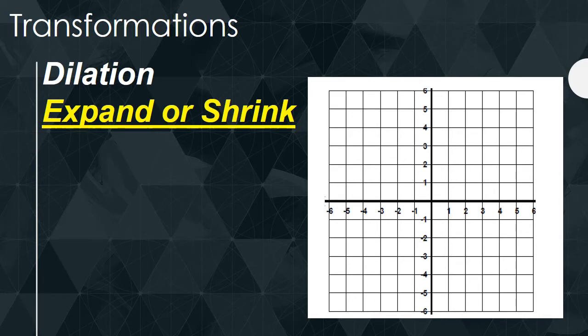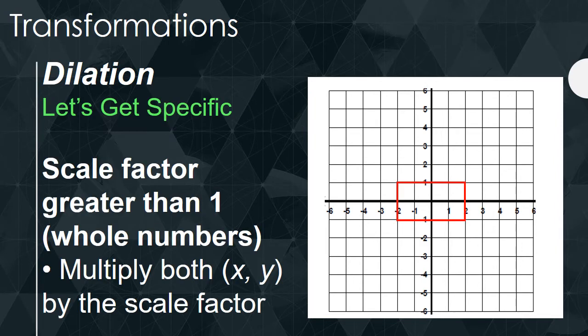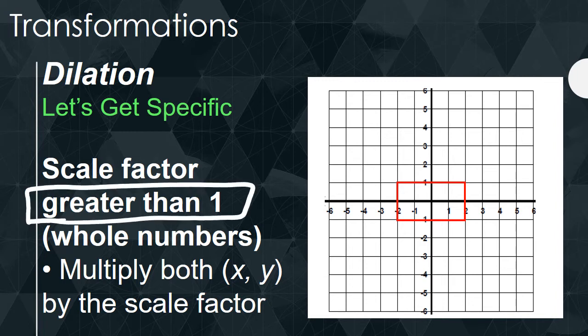So let's talk about dilation. Dilation is when an image either expands or shrinks. For dilation, in order to make this bigger, we multiply by numbers that are greater than 1. This is going to make this object bigger, and we're just going to multiply the x by the scale factor and the y by the scale factor.